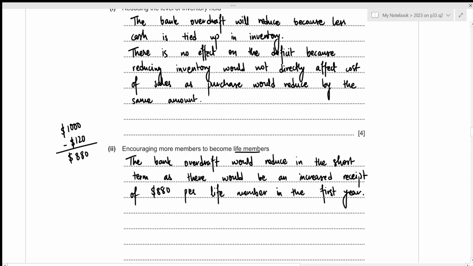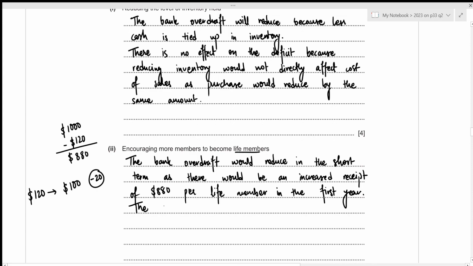Now, we also need to consider the effect on our deficit. And remember, we're talking about subscription fees, right? So our annual subscription fee is 120, but if we make a transfer from our life membership fund, it's only 100. So in this case, the income will be reduced by 20 per each life member, right? Which means that there will be an increase in deficit rather than any surplus.